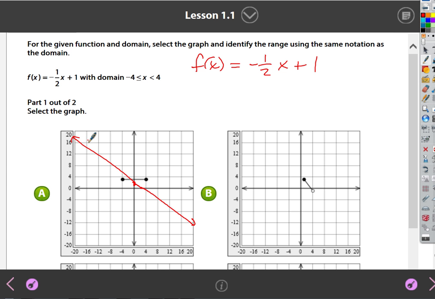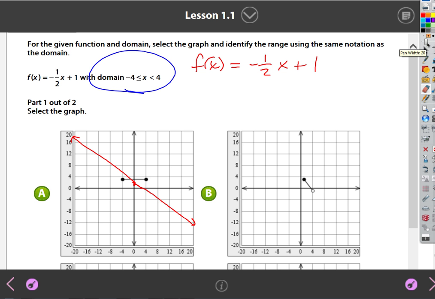But we're not graphing the whole line. Look at this part right here. There's the domain. They're telling us that for this function, the domain is going to be restricted to only the x values greater than or equal to negative 4 and less than 4, right? So we've got to go in and erase all of that infinite line except the part on our domain. Does that make sense?